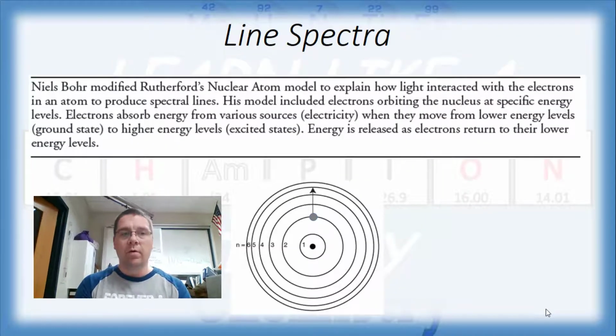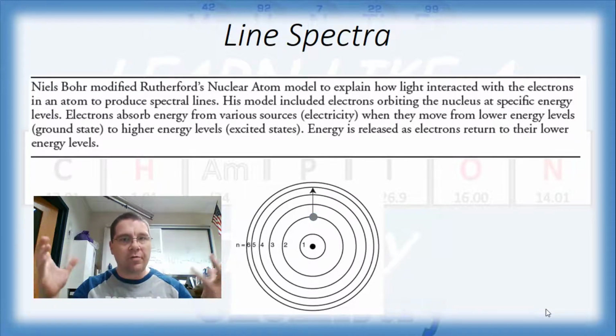And so Niels Bohr was a contemporary of Rutherford. So again, we're talking early-ish 20th century here. And he modified Rutherford's nuclear atom, the fact that the very small, dense, positively charged core is in the nucleus, and the electrons were out there somewhere. Well, Bohr proposed a model where the electrons are actually in specific orbits that corresponded to different energy levels.